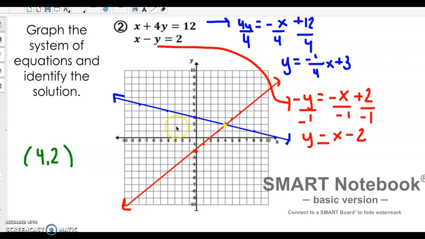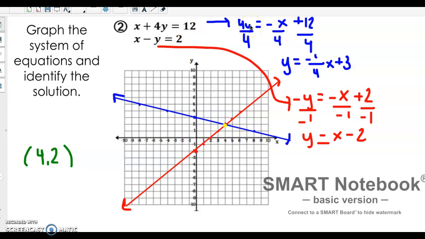This is very similar to other problems we've done like this, except now our equations are in standard form, and before we can graph them to find the solution, we need to rewrite them in slope-intercept form. So here x + 4y = 12, that is in standard form. Remember, to rewrite it in slope-intercept form, we need to solve the equation for y. So we need to get y on one side of the equal sign by itself.